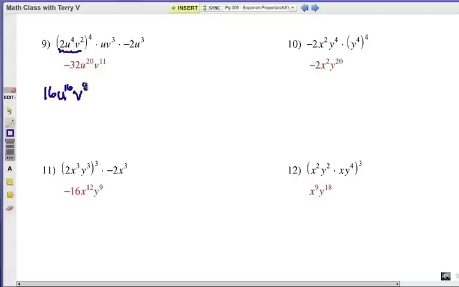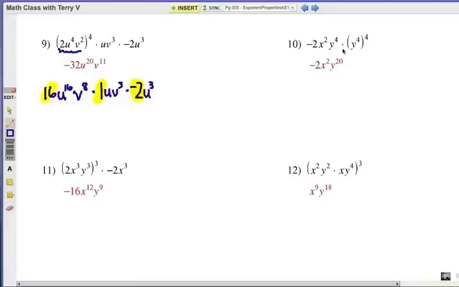And then of course we have 1uv to the third. I'm just copying it down and putting a 1 in there just to remind me that it's really there. And then I have a negative 2u to the third. Now I go ahead and multiply everything all out. So I'd have 16 times 1 times negative 2. That will give me my negative 32. U to the 16th times u to the first times u to the third is u to the 20th. And then I have v to the 11th.